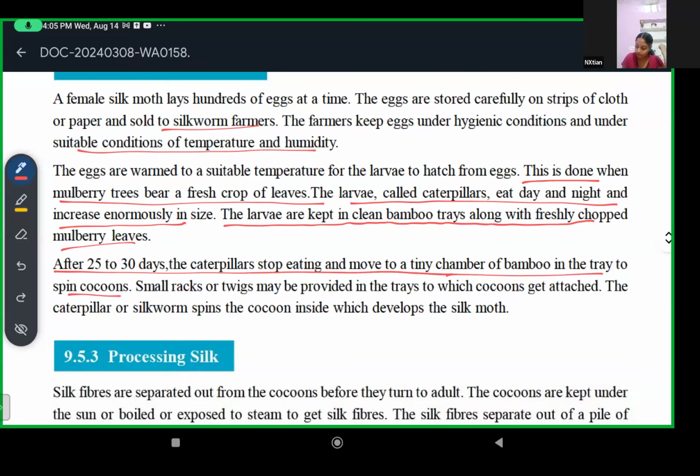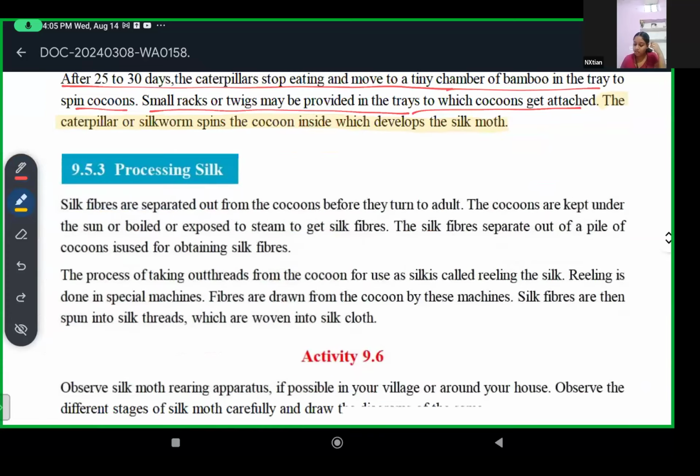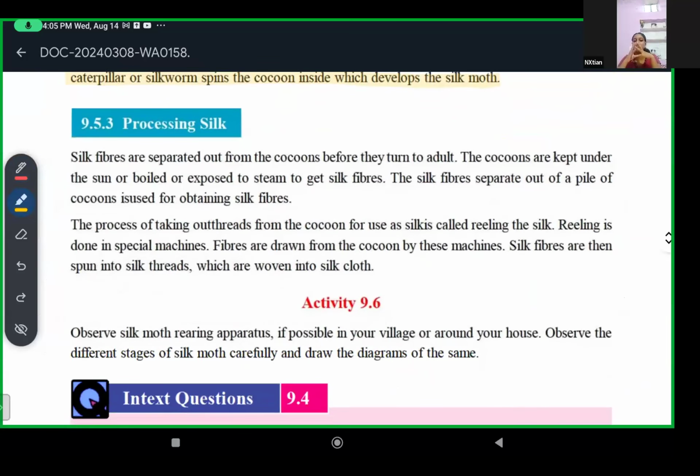Small racks or twigs may be provided in the trays to which cocoons get attached. The farmers can place small twigs on which the caterpillars attach the cocoon. The caterpillar or silkworm spins the cocoon, inside which the silk moth develops. Now, how is silk processed? Silk fibers are separated from the cocoon before it turns into an adult, before it breaks.